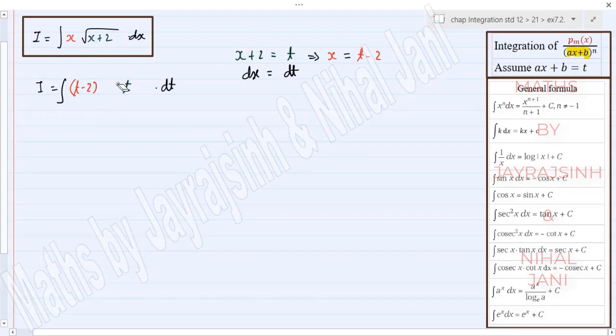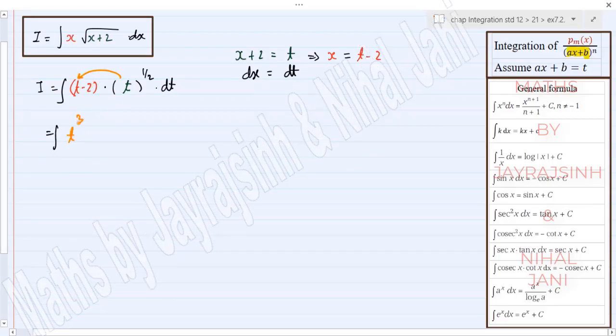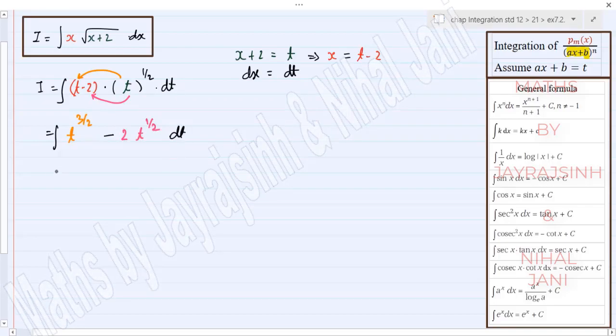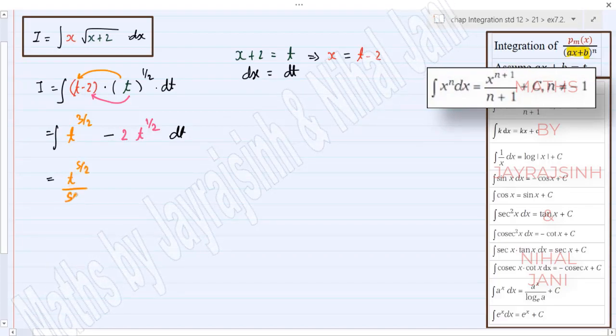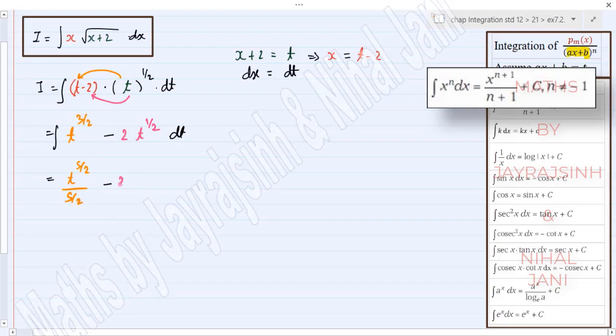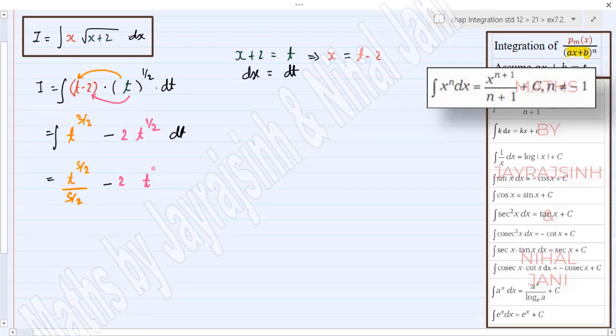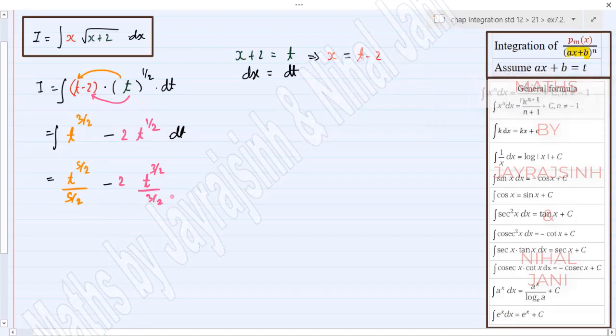This root t can be rewritten as t raised to 1 by 2. Before we go for integration, let's simplify. t raised to 1 by 2 into t will give us t raised to 3 by 2, minus t raised to 1 by 2 into 2 will give us 2t raised to 1 by 2 dot dt. Now we are ready for integration. Integration of t raised to 3 by 2 will be t raised to 5 by 2 upon 5 by 2, minus 2 will be as it is. Integration of t raised to 1 by 2 will be t raised to 3 by 2 upon 3 by 2, plus c.